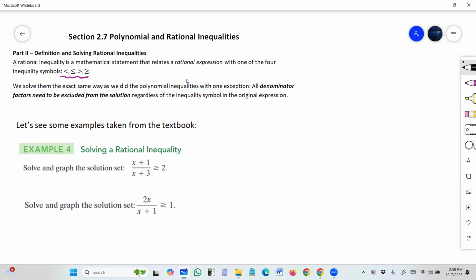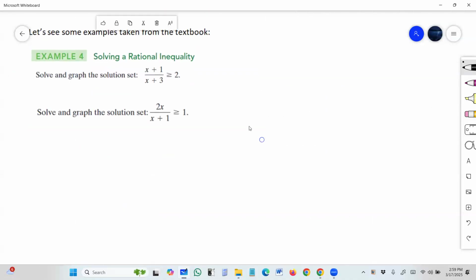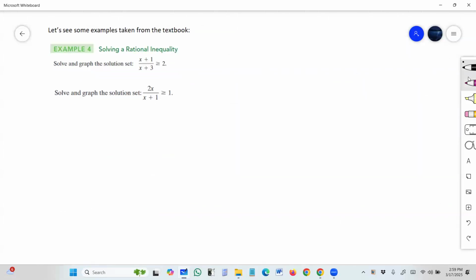So I have two examples just as before, and we'll make this thing a little bit smaller, and we'll do each case for you to see. All right, so let's do the first one first. So remember, our first step is to make sure that we have 0 on the right side. So in this case, I need to subtract 2. So this is my starting point.